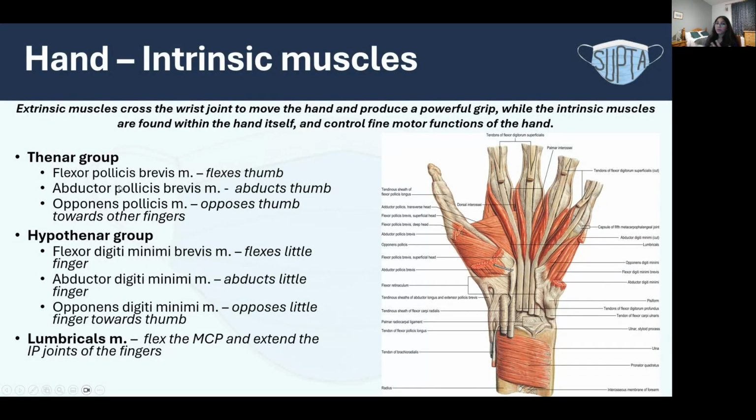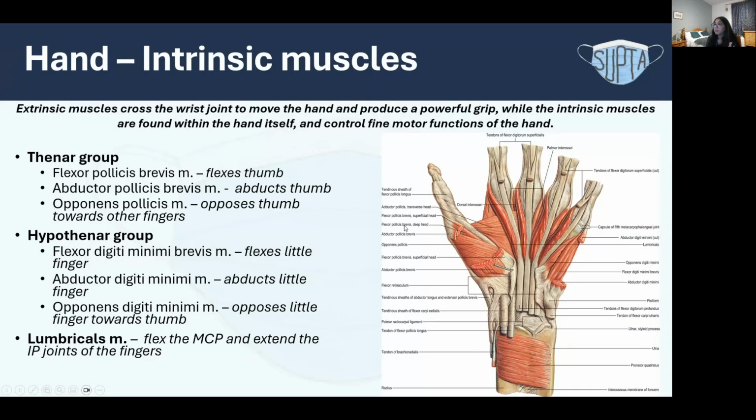So we have our thenar group. How I like to remember this is: thenar group, TH, thumb. Your thenar group are the muscles in this region near the thumb, and they're responsible for your thumb movements. And again, as I mentioned, all of it is in the name.